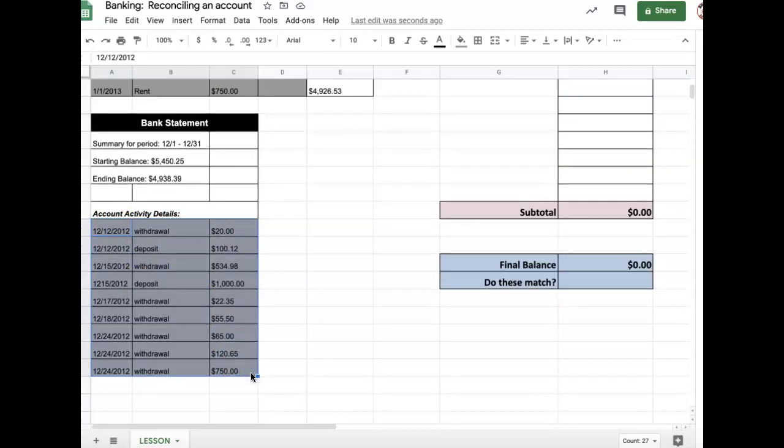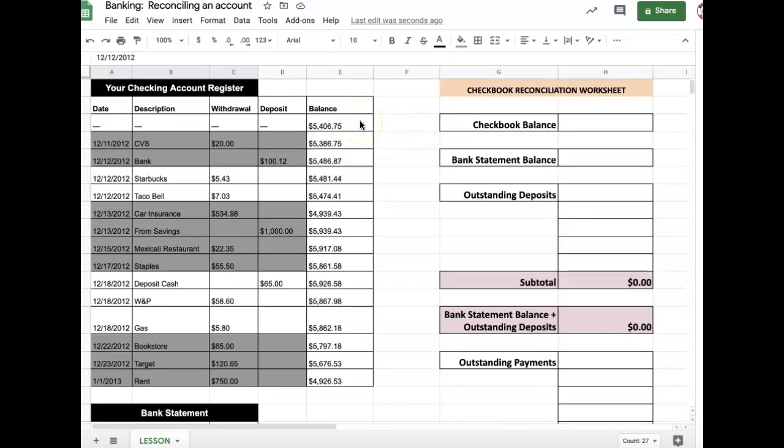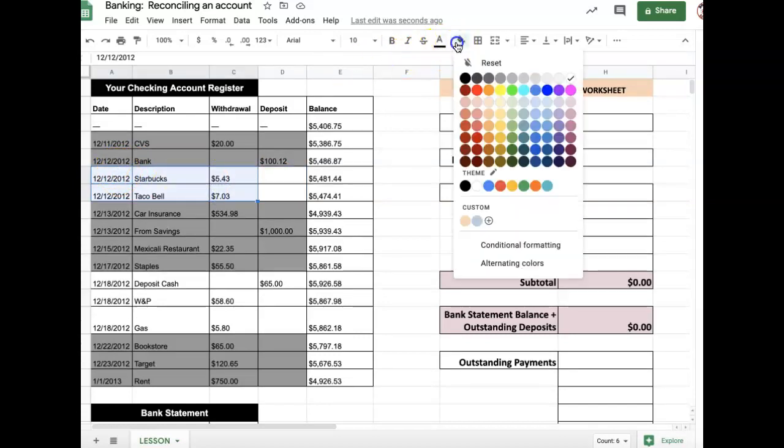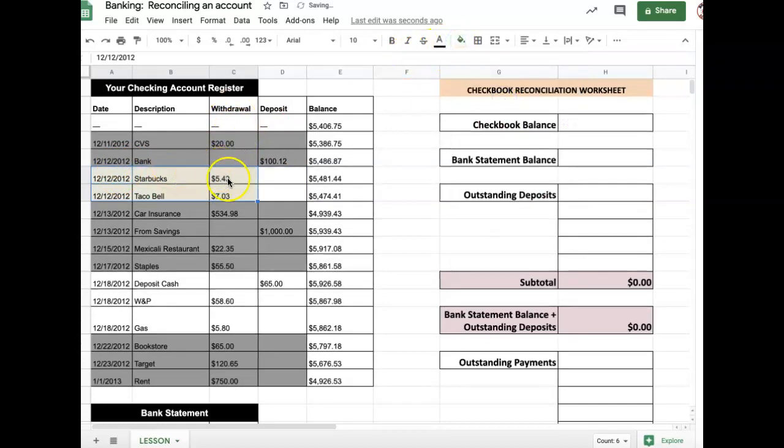There's nothing left. But there's still some oddballs up here. You have these two, which are a couple of withdrawals that didn't get accounted for yet. Here's two more withdrawals that didn't get accounted for yet. And then here is one deposit that didn't get accounted for yet. So those yellow and blue ones, we know about them because they're in our check register, but for some reason the bank doesn't know about them yet.